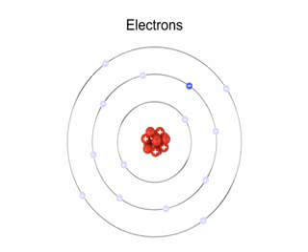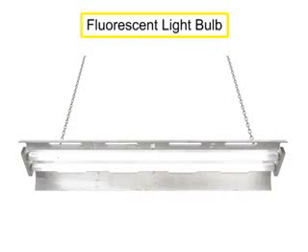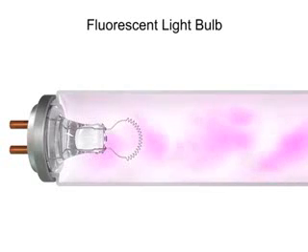This repeating sequence of electron excitation followed by de-excitation is the basis for the functional capacity of a fluorescent light bulb. A typical fluorescent bulb is filled with argon gas and a minuscule amount of vaporized mercury.